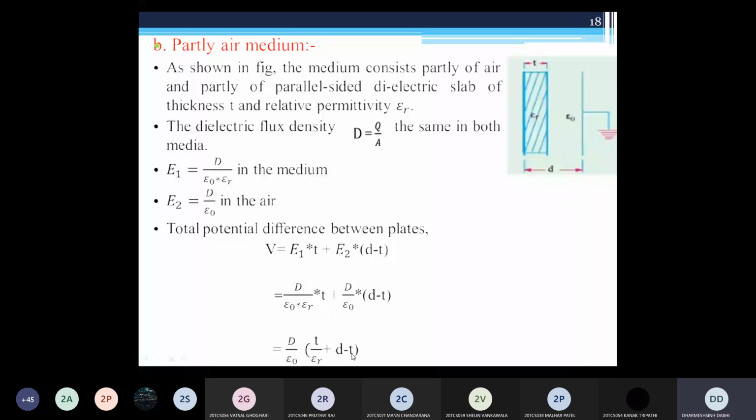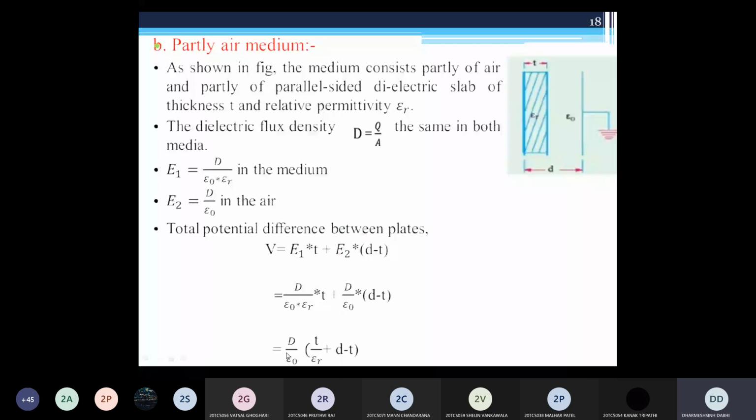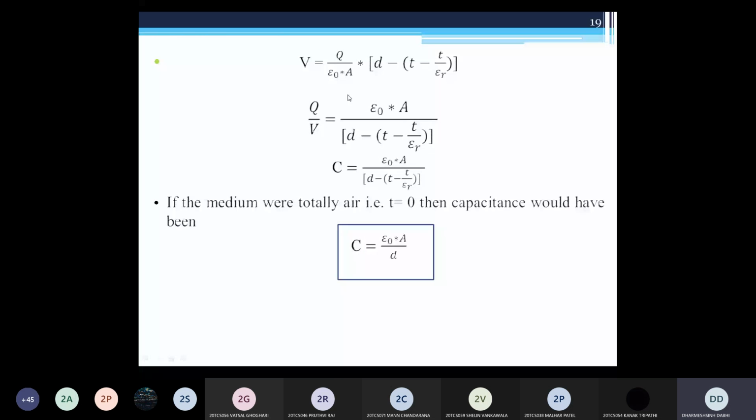Again simplify this. The equation of D is Q by A, so replace D by Q by A. It becomes Q divided by epsilon 0 into A, and the remaining term is as it is, D minus T plus T by epsilon R. From this equation, if you make Q by V, it becomes epsilon 0 into A divided by D minus T minus T by epsilon R, that is, D minus T plus T by epsilon R. Q by V is nothing but the capacitance of the capacitor.